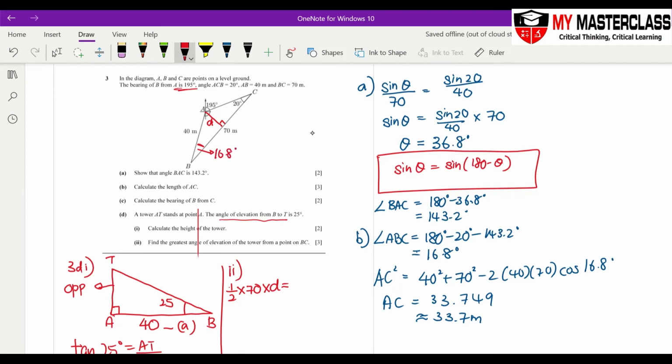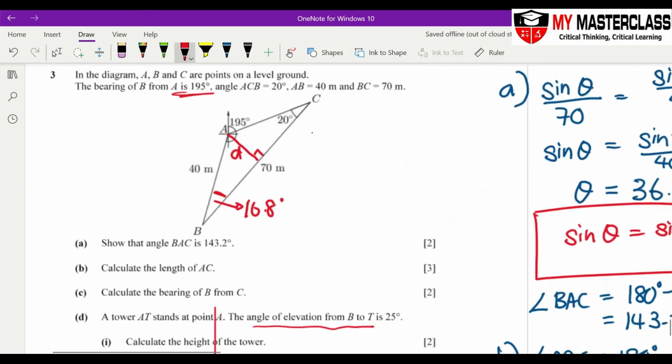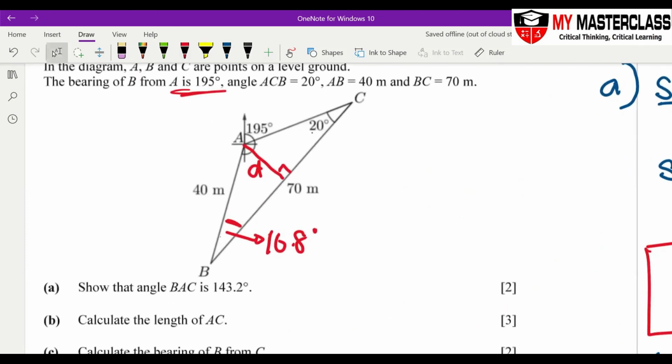This angle is 16.8, right? It equals half times 40 times 70 times sine 16.8. Because the area of the triangle is half times base times height, which equals, give me another formula for area of triangle, half AB sine C. So 40, 70, sine 16.8. Understand? There are other ways, yes, but this is the most foolproof one to find the perpendicular distance. Half times base times height equals half AB sine C.